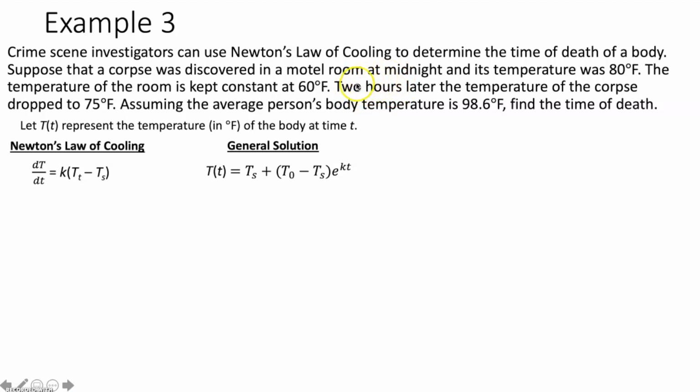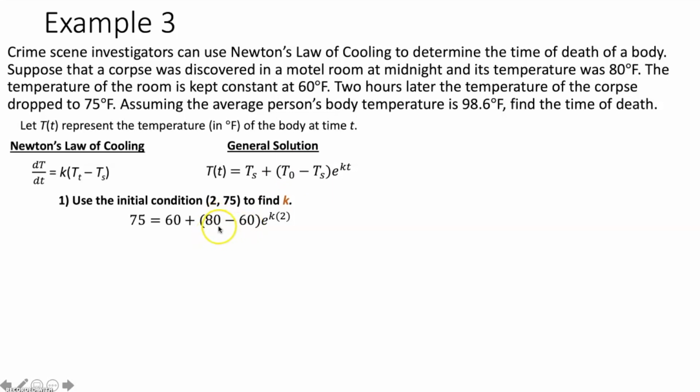Okay, here we go. So it's going to be 2 comma, and then 2 hours later, the temperature of the corpse was 75 degrees. So 2 comma 75 is going to be our initial condition that we use to find k. So like we said, 2 is going to go in for t, 75 is going to go in for our T of t. The surrounding temperature we know is 60 degrees, and the initial temperature when the body was found was 80 degrees. Perfect. Now we can solve for k.